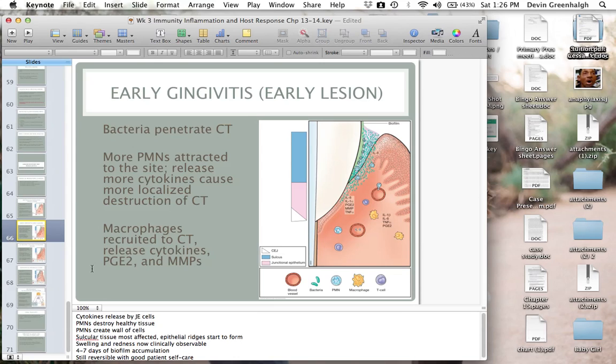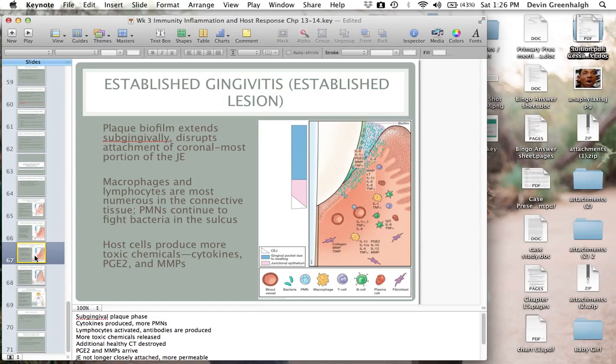Now, in early gingivitis, the clinical signs are swelling and redness. And it takes about 4 to 7 days of biofilm accumulation for this to occur. However, early gingivitis can still be reversible. But if it's not reversed, it goes on to established gingivitis, which is now an established lesion.